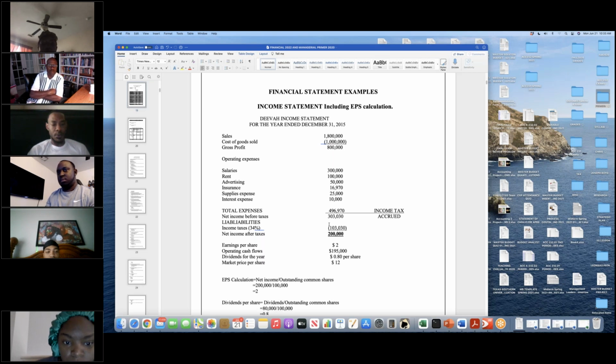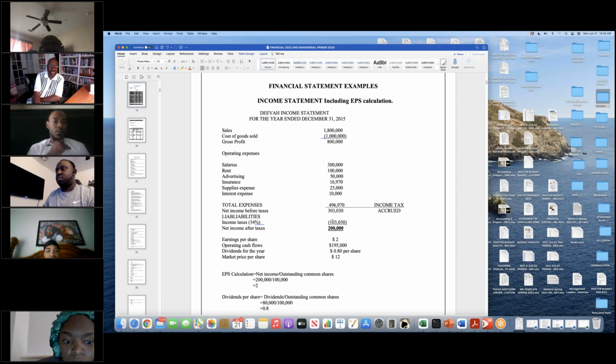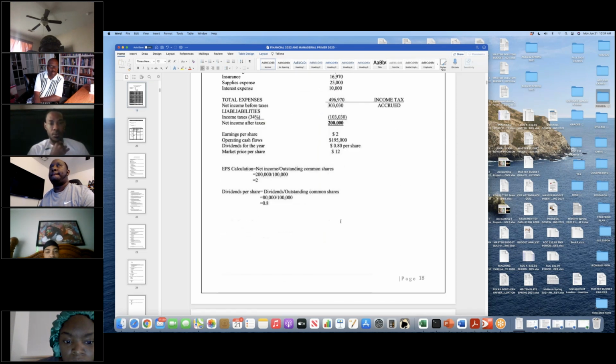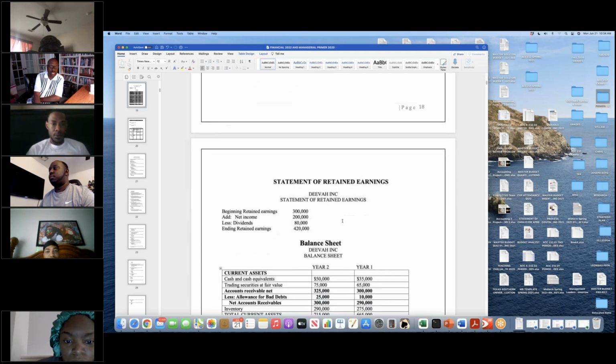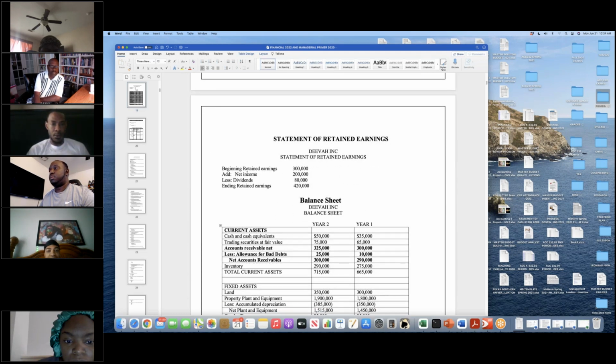A and B students, our financial statements will now begin to look like these statements as we prepare them this week. Next week: sales less cost of goods sold, gross profit less operating expenses, net income before taxes, net income after taxes. So this is how I want your financial statements to begin to look for the A and B students. The statement of retained earnings stays the same: beginning retained earnings, plus net income, less dividends, ending retained earnings.